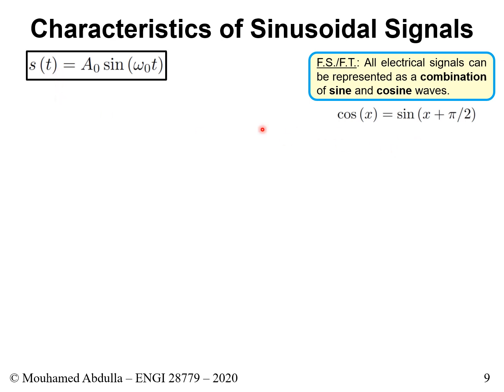So let's consider a sine wave and see some of its characteristics. Let's call it S of t. S is just an identifier for this signal in the time domain. A naught is the amplitude of this signal. Sine is the sinusoidal itself, and omega naught t: omega naught is a constant, known as the radial frequency, and t is the variable, the time over which the sinusoidal will move.